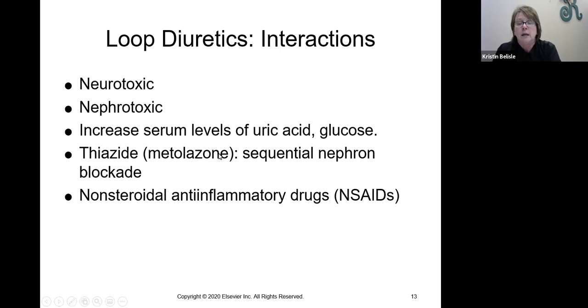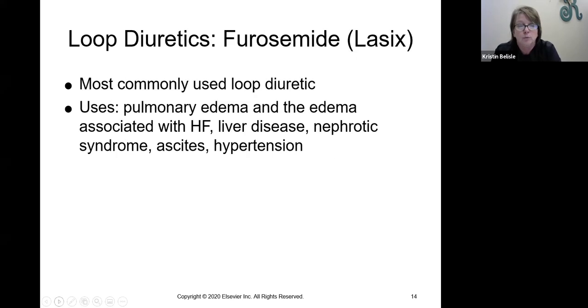Thiazides, if given, cause sequential nephron blockade. So you're not only blocking at the loop of Henle with a loop diuretic. If I give a thiazide, I'm going to also block at the distal part. It's going to prevent reabsorption there of the water and the electrolytes. And NSAIDs can interact with loop diuretics.